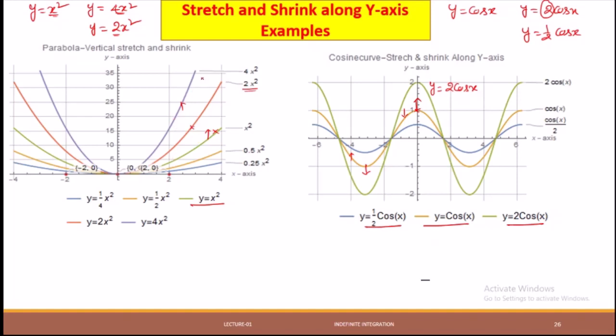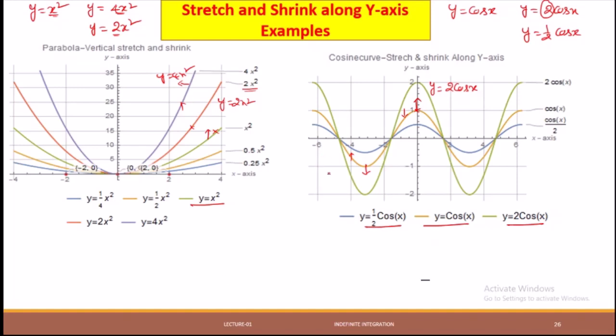So y is equal to 4x square curve is represented by this purple color or violet color, and y is equal to 2x square is represented by, it looks orange color. Okay, so this is y is equal to 2x square and this is y is equal to 4x square. Anyway, it is stretching vertically. This is what we have to understand.